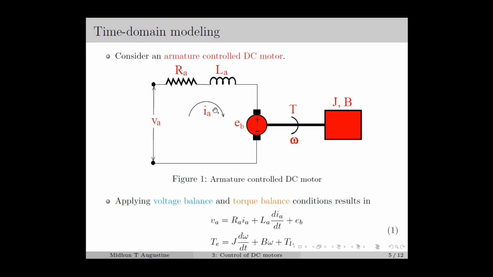Now by applying the voltage balance relation in the armature circuit, we obtain VA is equal to IA into RA plus LA into dIA by dt plus EB. And similarly, by applying torque balance in the mechanical circuit, we obtain TE is equal to J into d omega by dt plus B into omega plus TL, where TL is the load torque and TE is the torque developed by the motor.